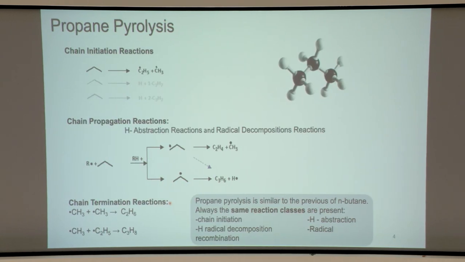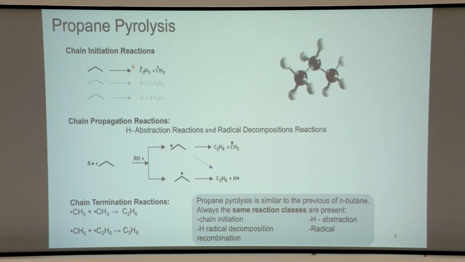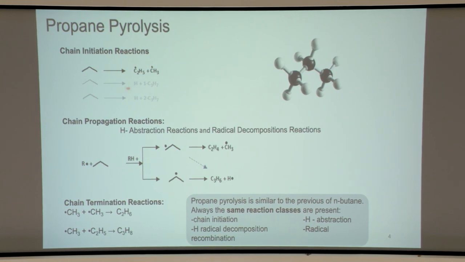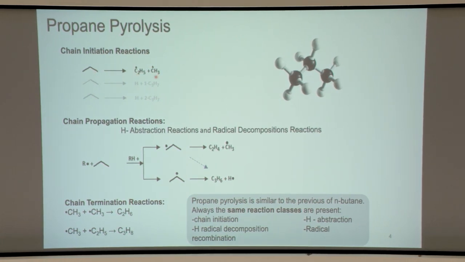Okay, another example, propane. Easier than butane now. Yeah, propane, initiation reactions. You break the carbon-carbon bond, you make C2H5 plus methyl. You break the carbon-hydrogen bonds, you make H plus propyl radicals. Different propagation reactions, different termination reactions. So you saw, it's quite similar to that of butane. You always have the same types of family of reactions. This will be the same.